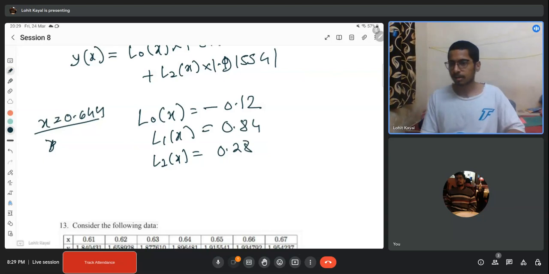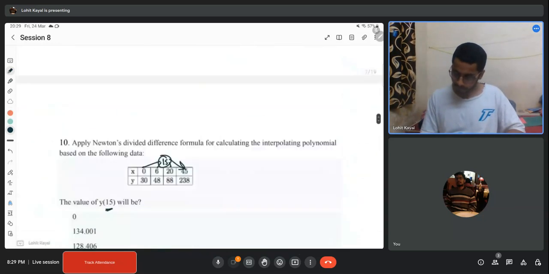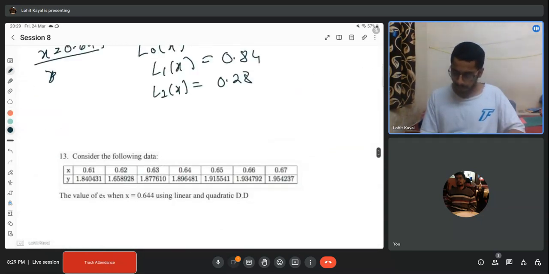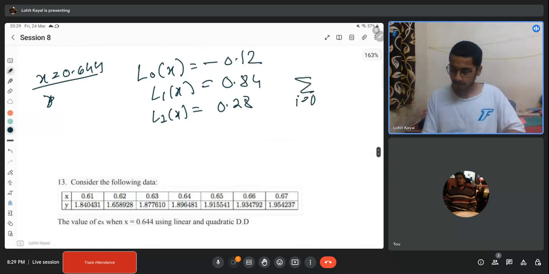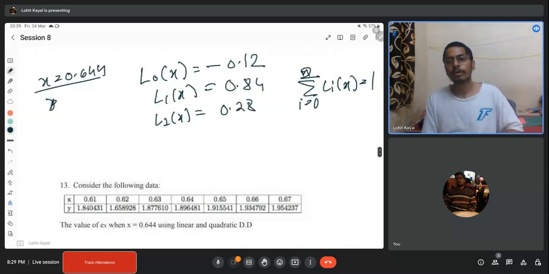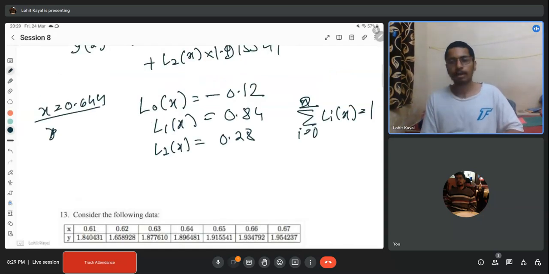Remember that earlier I have told that for any set of data points, the summation of Li of x should be equal to 1, and I have shown it for n equal to 2. Here L0 of x is minus 0.12, L1 of x is 0.84, so it is 0.72. But the summation needs to be 1, so L2 is the only choice. If you put the value of x equal to 0.644, you will get exactly the same answer.